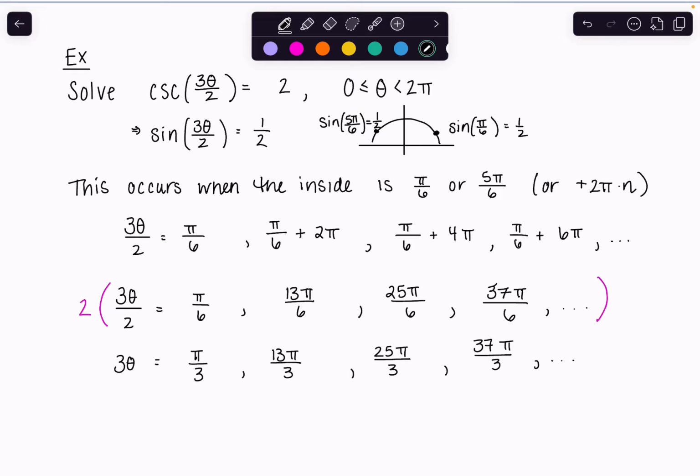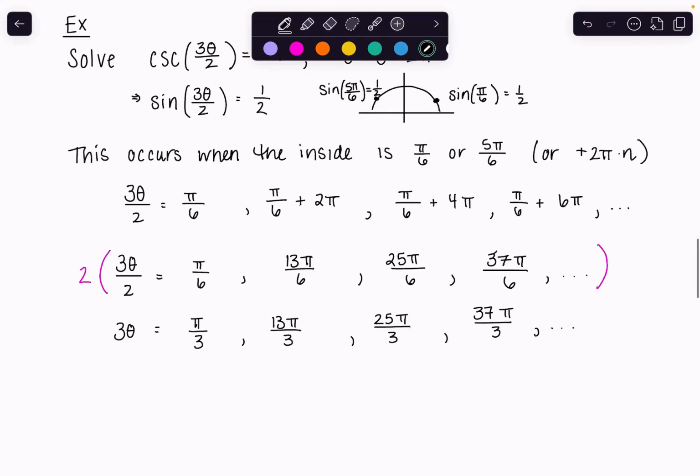And then that list keeps going. So then to get theta, I need to get rid of that 3. So I'm going to times by a third. That's going to change these denominators, if I times it by a third, to all be 9s. So if I plug in theta is pi over 9, it's going to work.